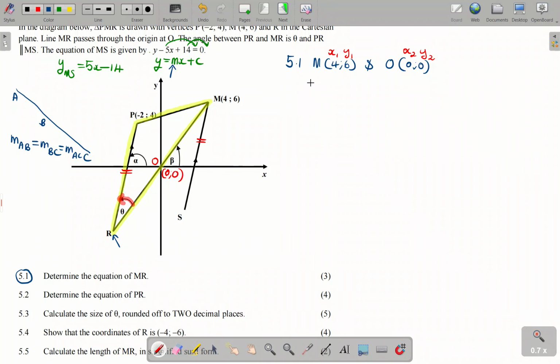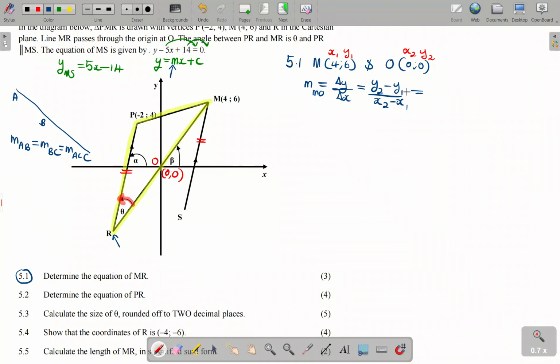To find the gradient, the formula is m equals change in y over change in x. This is the same as y2 minus y1 all over x2 minus x1. Now we are finding the gradient between M and O.